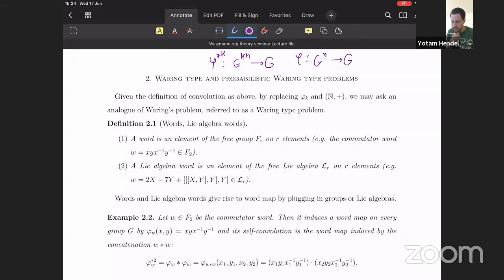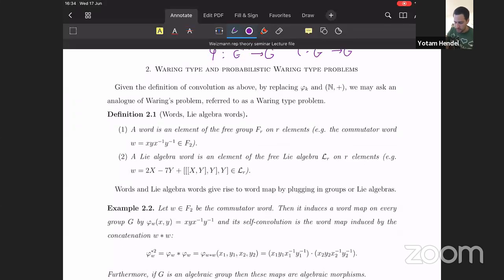Something which allows me to ask Waring's problem in a uniform or family way is the following notion. Recall that when I say a word, I just mean some element of the free group on r elements. In particular, one example is the commutator word. By a Lie algebra word, I just mean an element of the free Lie algebra generated by r elements. So, for example, this guy.